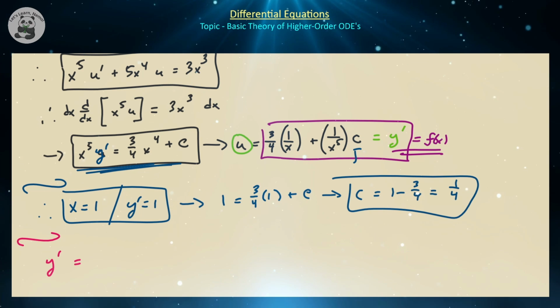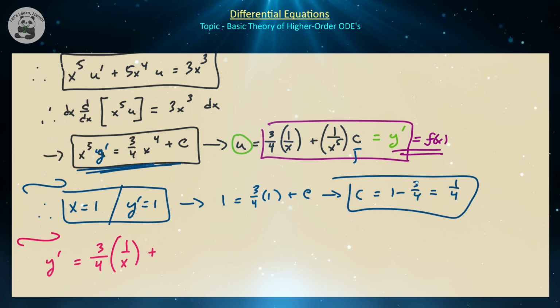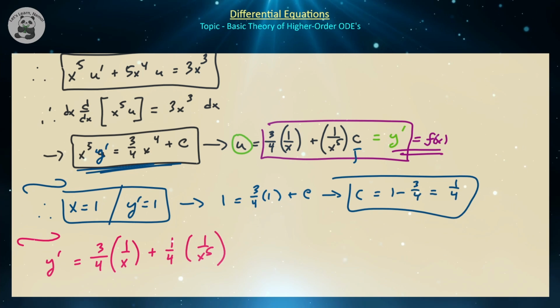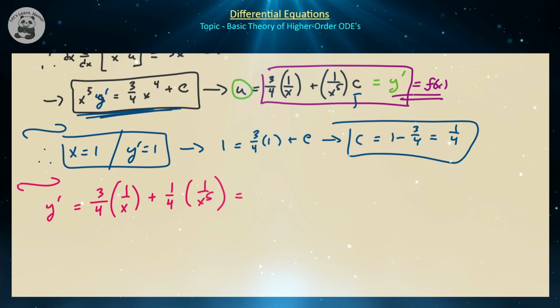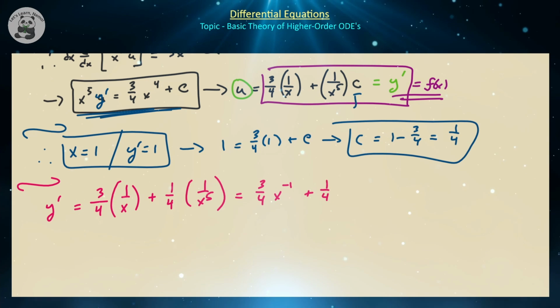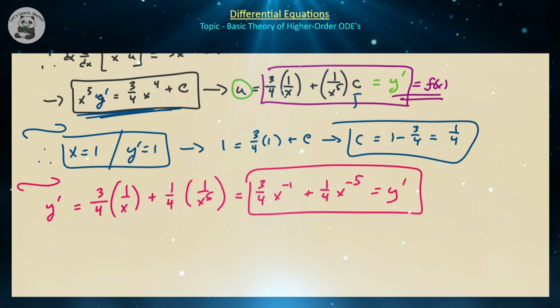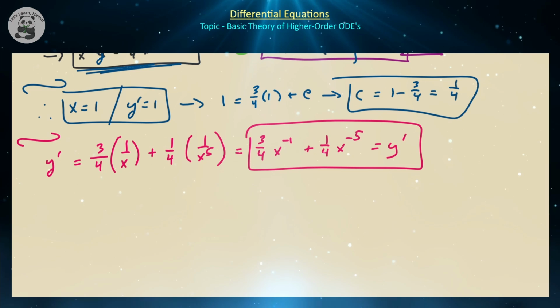So we have y prime is equal to 3/4 times 1 over x, and then over here we have plus 1/4 times 1 over x to the power of 5, right? Which we can also write as 3/4 x to the minus 1, then 1/4 x to the minus 5. Right? So once we have this particular equation in terms of y prime, then we just integrate with respect to x to get y.